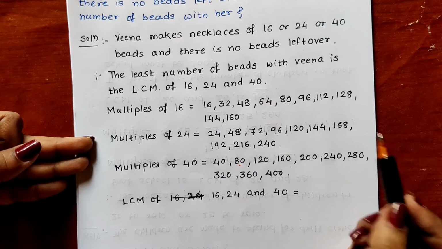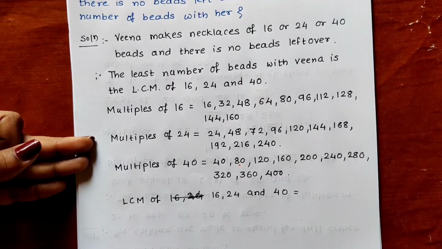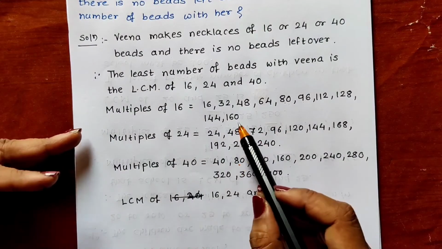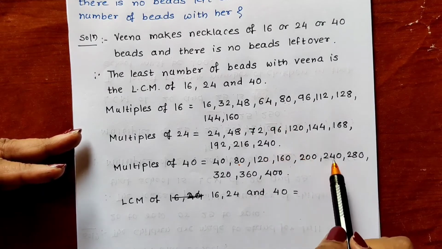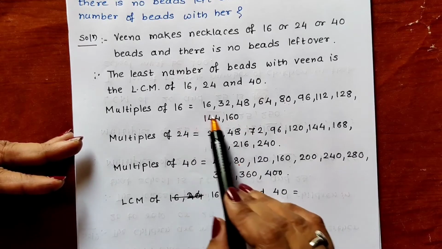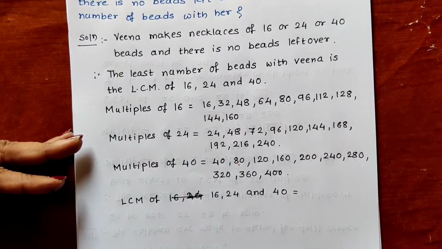Then we can see 160 is there, 160 is there. So after 160 no number is there. Here we can see 240 is there, but here it stops at 160. 16 tens are 160. That means we will have to extend the table of 160.